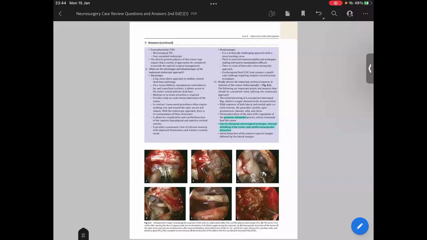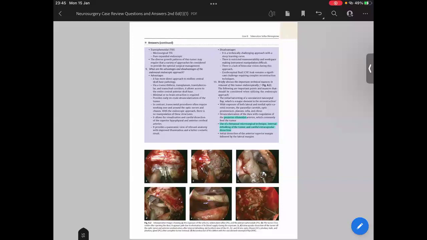The diverse growth patterns of this tumor may require that a variety of approaches be considered to provide an optimal surgical management. I think this is a statement that we are usually told, that when we are going into any neurosurgical case, you must have plan A, plan B, and plan C, all well laid out before you start the case. So if plan A fails, just switch to B and C. So we must have a variety of approaches considered for such tumors.